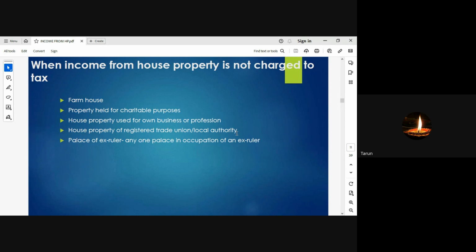The next is the palace of an ex-ruler, or any palace in the occupation of an ex-ruler. There are many rulers of India, kings and queens, who have huge palaces which come under the category of hotels and restaurants. Any income earned from those is taxable. But if it is a palace in the occupation of an ex-ruler, or income earned on behalf of the ex-ruler, it is not taxable under section 22 in case of house property.